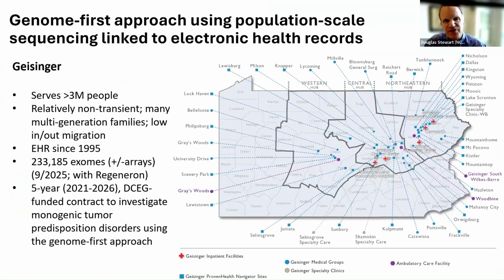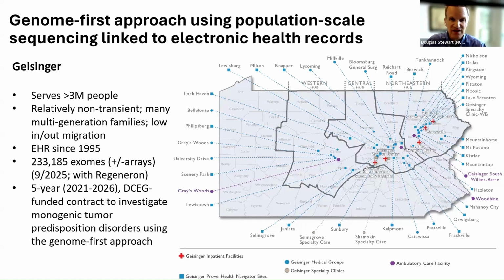This is the map of Pennsylvania, obviously, and you can see the Geisinger clinics follow the stretch of the Appalachian Mountains as they run through central and eastern Pennsylvania, where the mining operations originally were. We're working with them on a genome first approach using their population scale data linked to the EHR. They have over 3 million people in their health system, and a fraction of that in MyCode, the biobank with the exome sequencing.